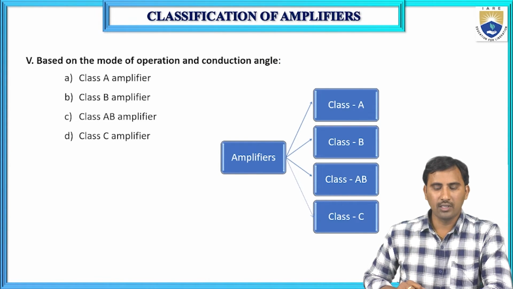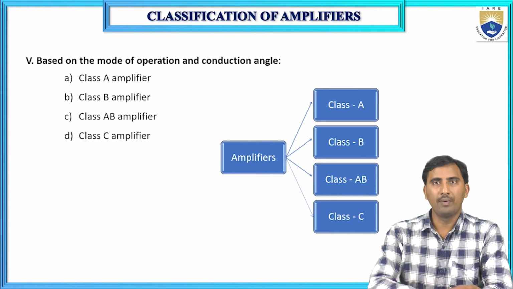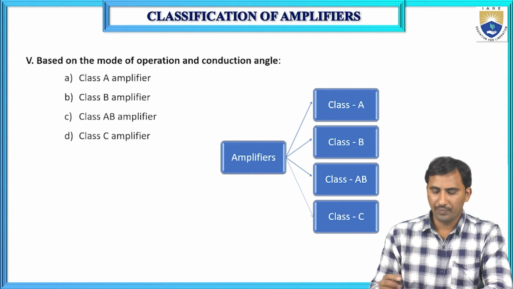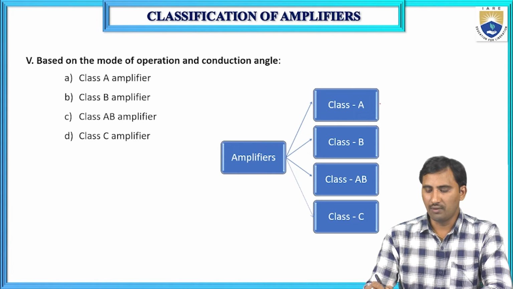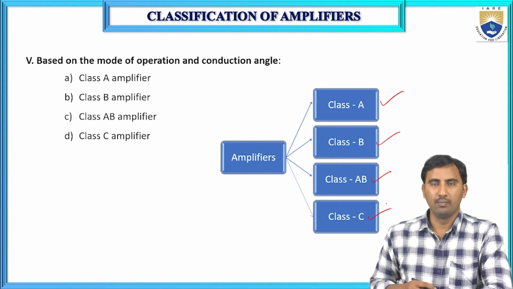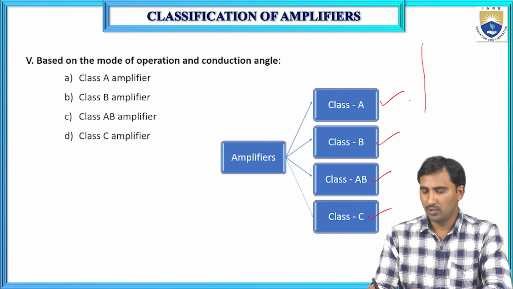And next one, based on the mode of operation and conduction angle. So based on the conduction angle, the amplifiers are classified into different types, that are class A, class B, class AB, and class C. Okay. So how are they classified? Based on the operation and conduction angle. So conduction angle.